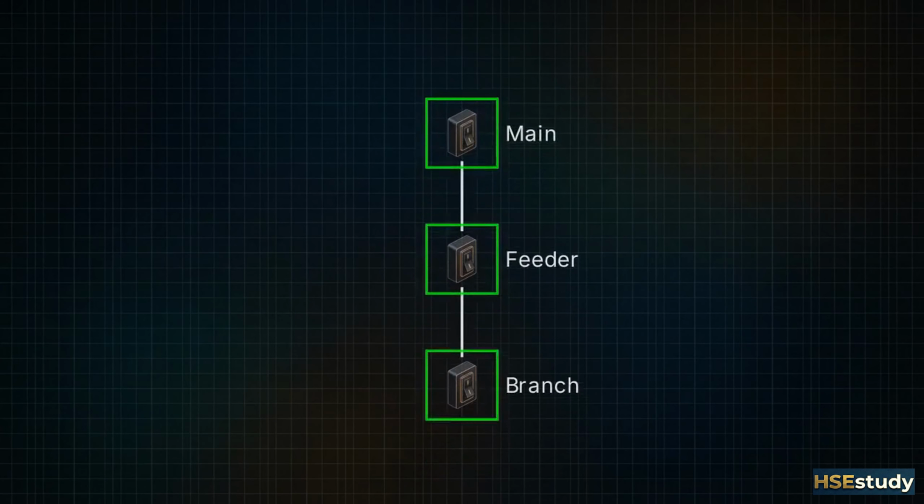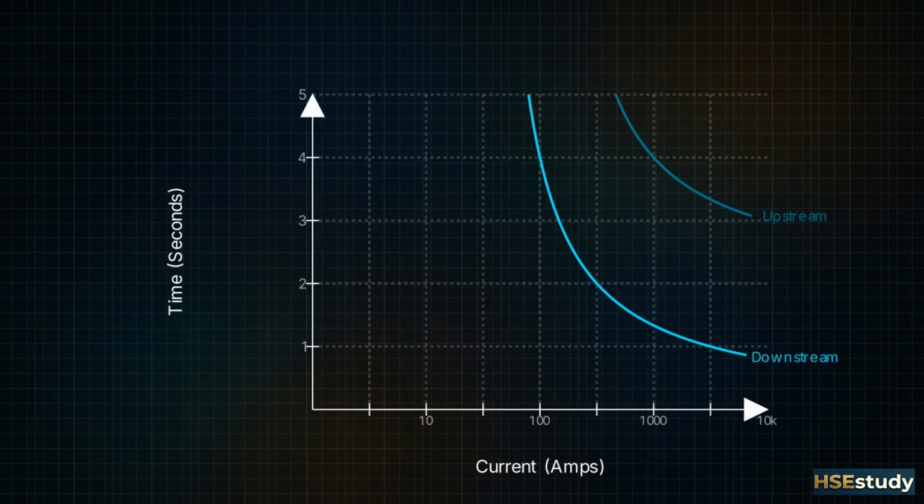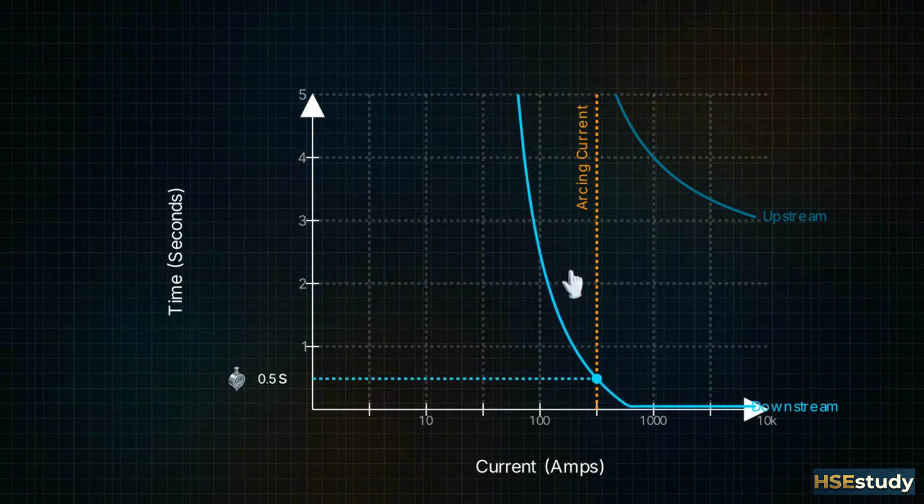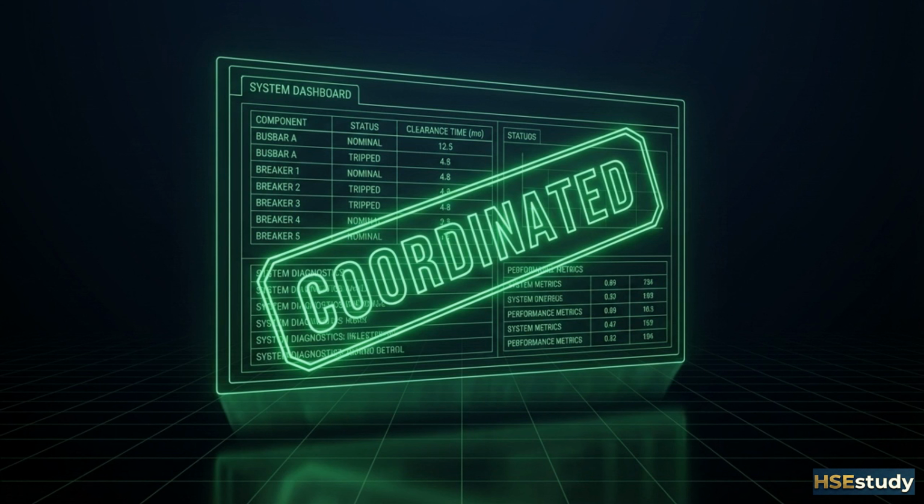Selective coordination ensures only the breaker closest to the fault trips. Time current curves, or TCCs, help engineers visualize this. By adjusting trip settings to shift these curves, engineers can reduce a 2-second clearing time to just 0.1 seconds, preventing lethal energy accumulation. Proper selective coordination is an essential tool against arc flash. By reducing clearing times, engineers minimize the total incident energy released during a fault.